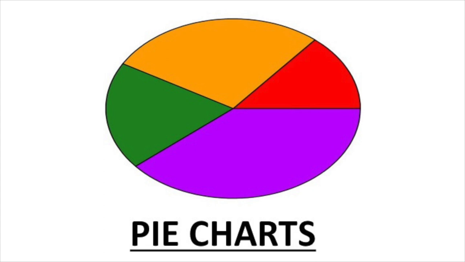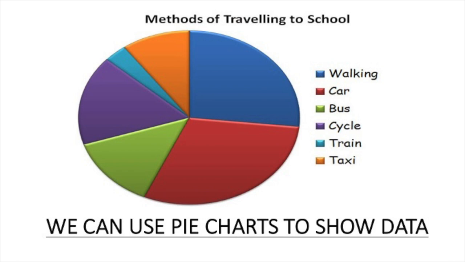You can see here, we've got one pie chart. How many different segments? Four. And you can see the different colors: green, purple, red, orange. And all of the different segments add up to what do they add up to? How many percent, guys? Yes, 100%, or 100 people, if we do it that way. We can use pie charts to show data or present data.